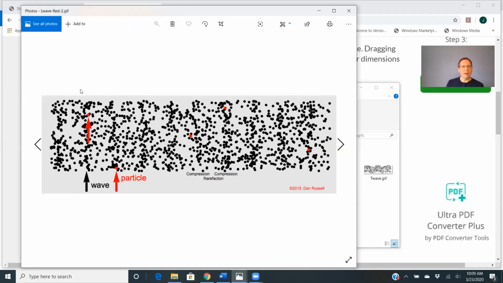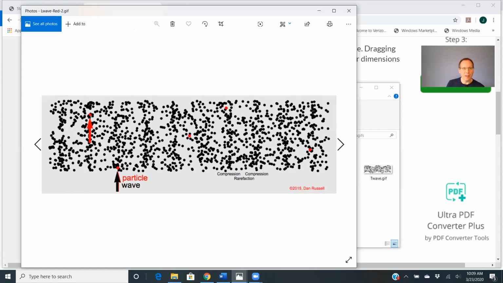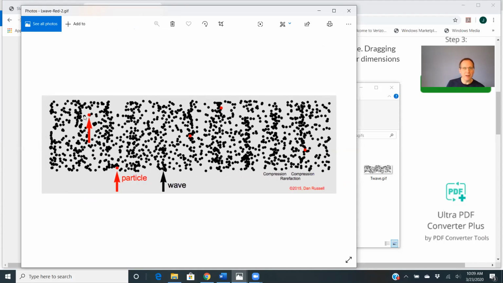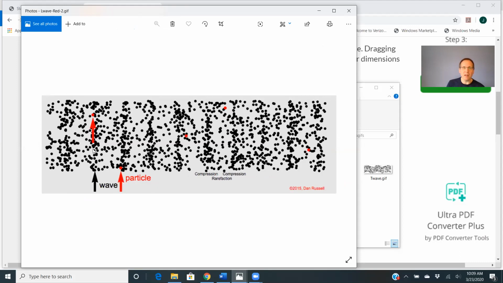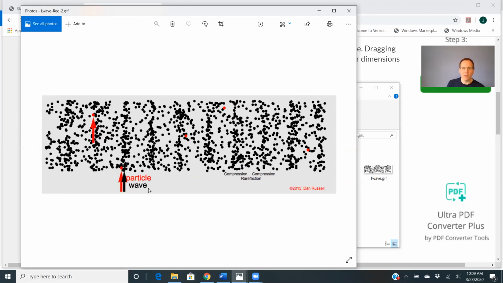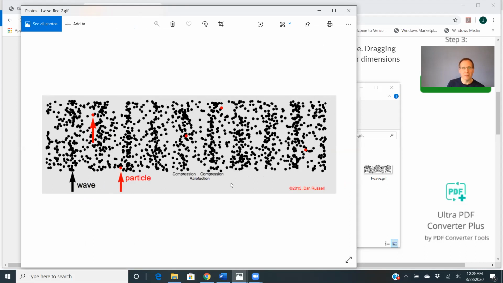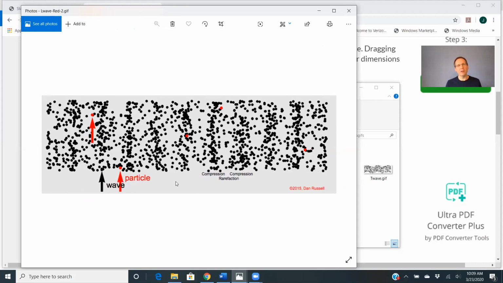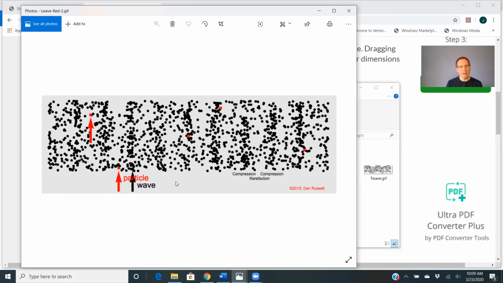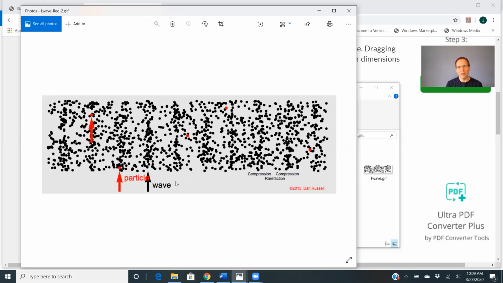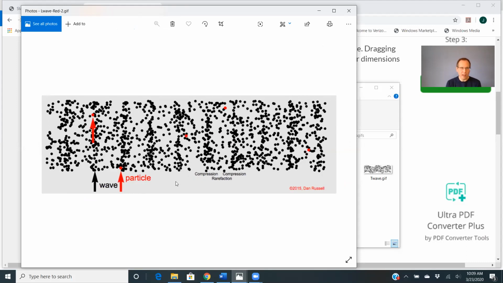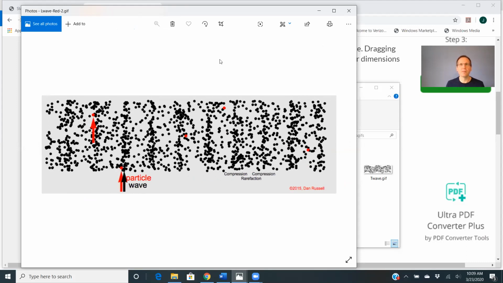So focus on this red air molecule here. It's just oscillating about its equilibrium position, right? It's not actually traveling down, but the disturbance, which they note here by the wave, is what propagates to the right, okay? You can think of the air molecules as being compressed, and then what they call rarefaction. So they're being compressed and then uncompressed, compressed, uncompressed, and so on.